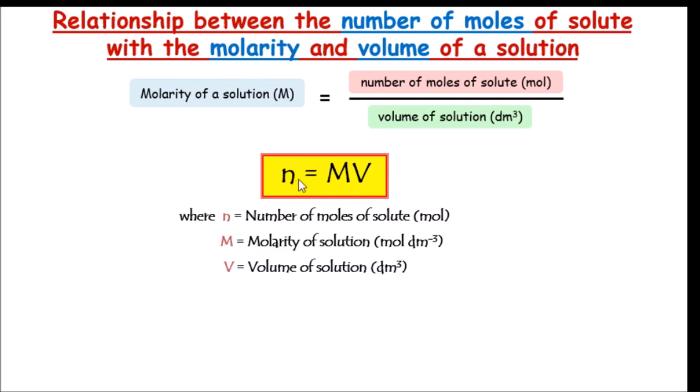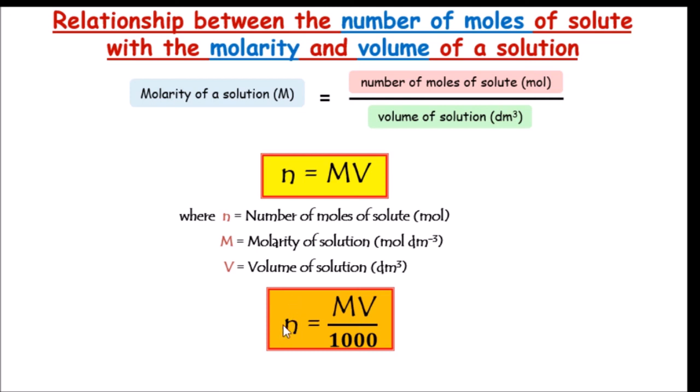So, this one is what you need to remember. Number of mole is equal to mv. So, the v is in the unit of dm cube. And another one, number of mole equal to mv over 1000. This volume is unit in the cm cube.